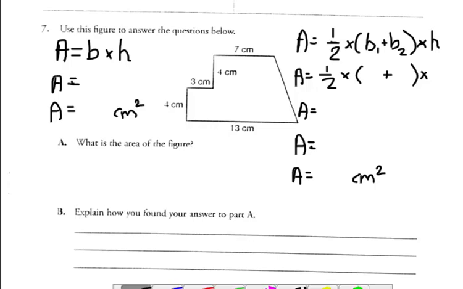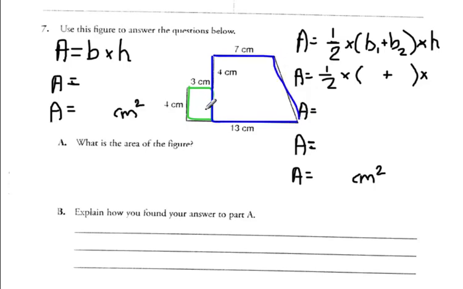I'm going to suggest that we break this thing up into shapes that we have formulas for. We have a rectangle right here, which I'm going to trace in green. And then we also have a trapezoid, so how about we trace that in blue. Now you could consider breaking the trapezoid up into a rectangle and another triangle, but I think it's probably going to be easier if we just stick with the two shapes.